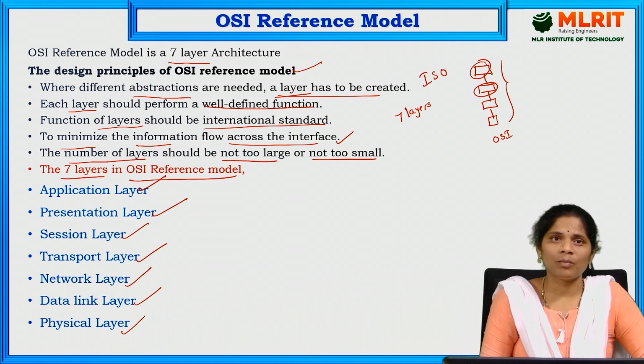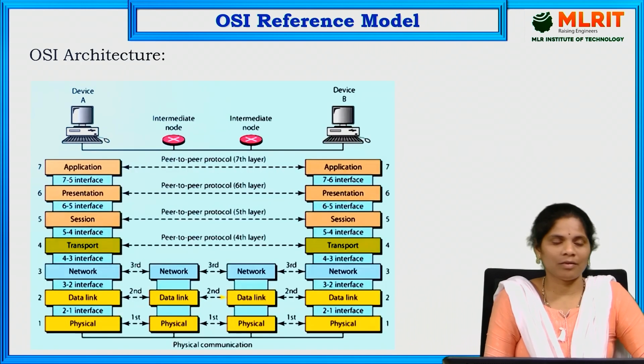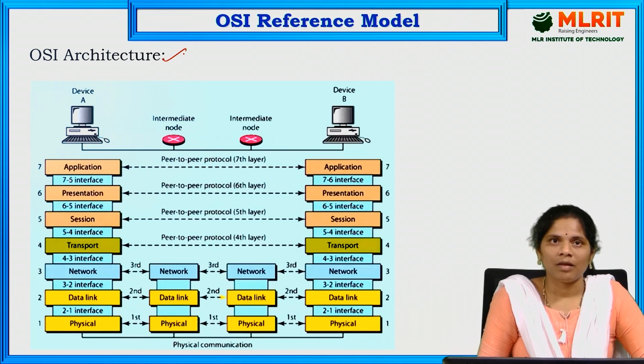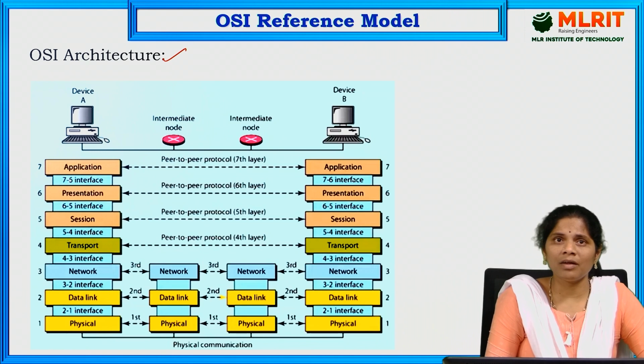First, let us see one by one what the application layer is, what its functionality is, and what services are provided by each and every layer. We will see one by one. First, what is the application layer? Before going to that, first, what is the OSI architecture? I already told you OSI is mainly for communication between devices.